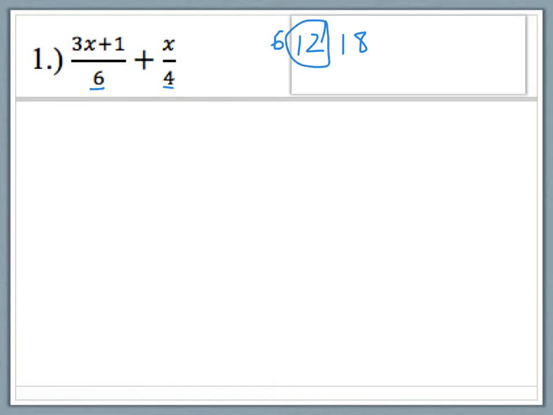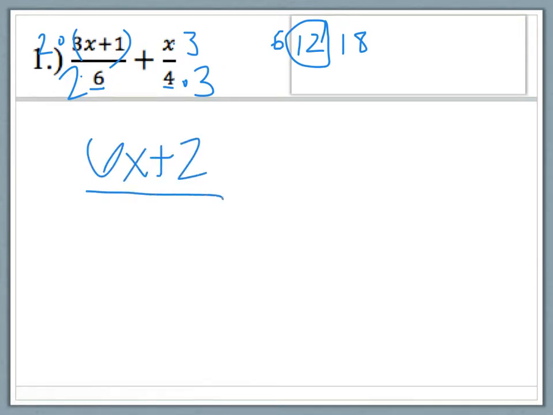So I'm going to have to multiply the bottom by what to get 12? That's going to be 2. So 6 times 2 gives me 12. If I do it to the bottom, I have to do it to the top. We're going to multiply that whole thing by that. And then 4 times what gives me 12? That's 3. So we're going to have 6x plus 2, if I multiply the top out, over 12, plus 3x over 12. Now that I have common denominators, I can just add my tops.